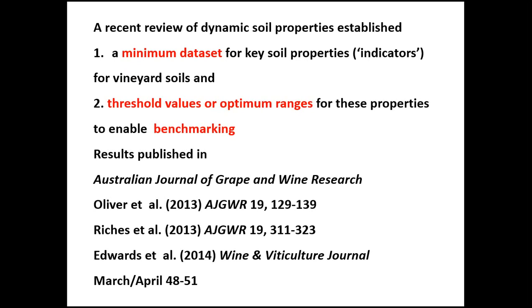Now, looking at these dynamic properties, a project funded by GWRDC that I was recently involved in, we developed a minimum data set for these key soil properties that might be used as indicators of soil health in the vineyard, and tried to establish what the threshold values or optimum ranges for these properties were, which would enable growers to actually benchmark their soils against what was considered to be an optimum, or not to let a particular property value fall below a threshold. And these results were published in the Australian Journal of Grape and Wine Research recently, and also there was a more popular article published in Wine and Viticulture Journal in 2014.